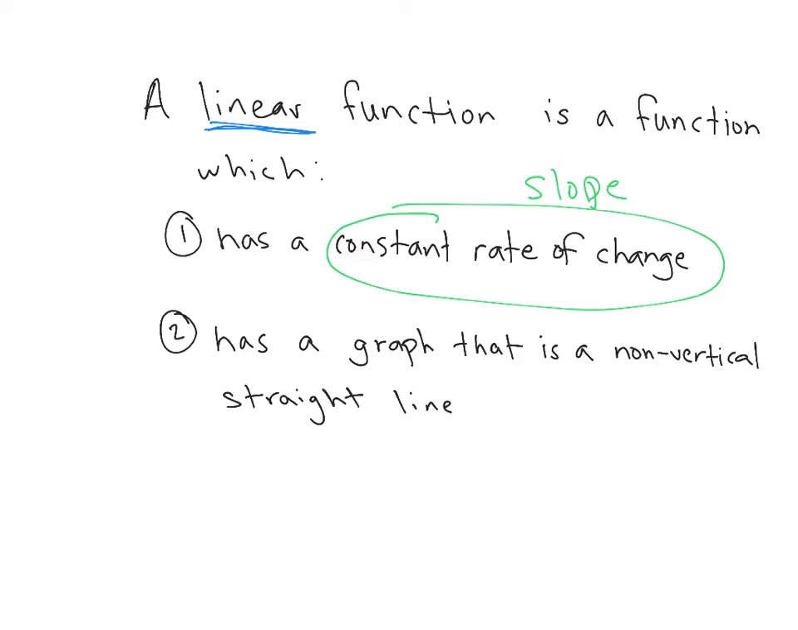And the second way is if its graph is a non-vertical straight line. So if we're looking at the graph and it's some sort of straight line, then we know it's going to be linear, right? Unless it's completely vertical. So something like this, that one is not linear. So any type of straight line that's not vertical, we know is a linear function if we know it has a constant rate of change or a constant slope. That would be another way we would know that the function is linear. So once it's a function, we can check for this second classification to see if it is a linear function.